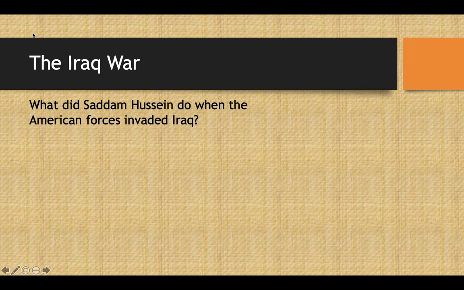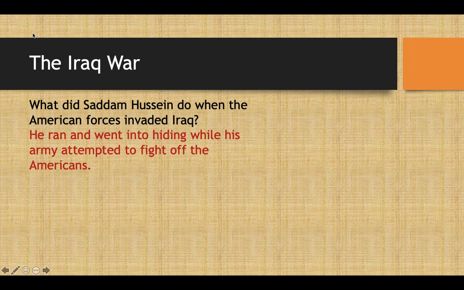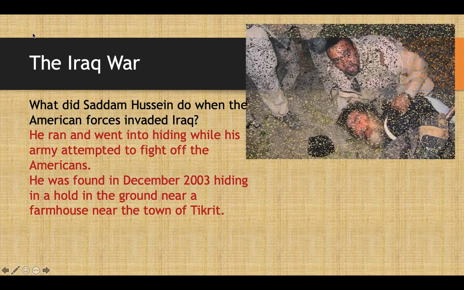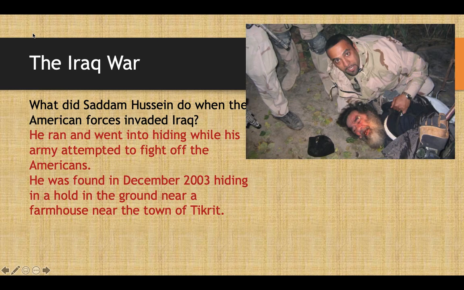Even though Bush was a conservative and Blair was a liberal, they found common ground and were able to fight this war together. When American forces invaded Iraq, Saddam Hussein ran, he went into hiding, while his army attempted to fight off the Americans. Eventually he was found just a few months after the invasion. He was found in December of the same year, 2003.